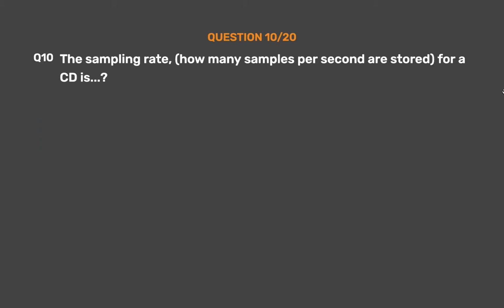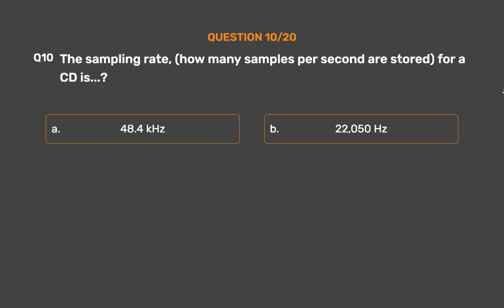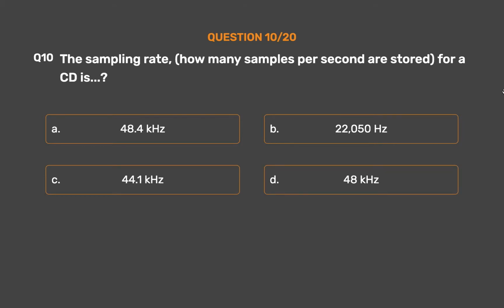Question number 10. The sampling rate. How many samples per second are stored for a CD? Option A, 48.4 kHz. Option B, 22,050 Hz. Option C, 44.1 kHz. Option D, 48 kHz. The correct answer is Option C, 44.1 kHz.